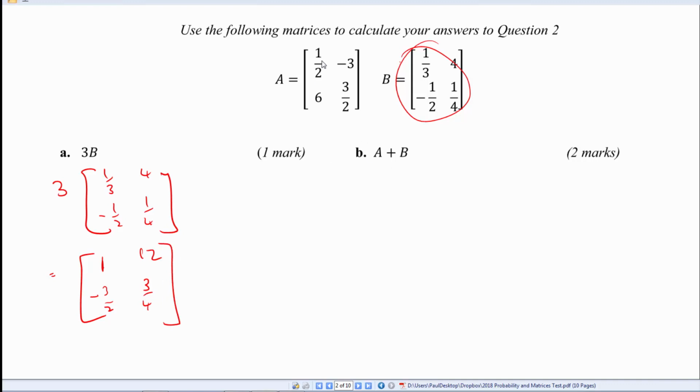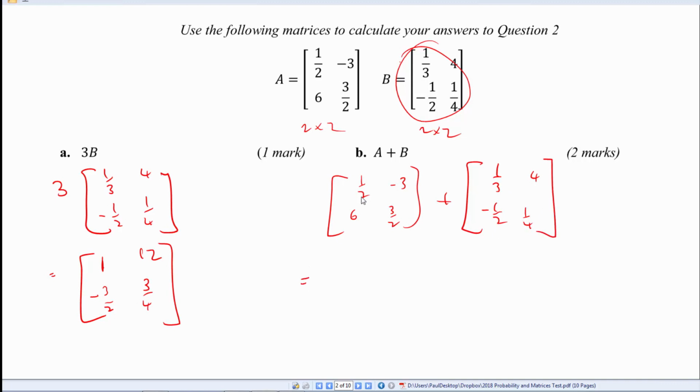Alright, so over here we needed to add this matrix to this matrix here, recalling that orders have to match perfectly for them to be added. So we're going to do 1/2, -3, 6, 3 on 2, plus 1/3, 4, -1/2, and 1/4. Okay, so 1/2 plus 1/3. Well, 1/2 is the same as 3/6, and 1/3 is the same as 2/6, so the answer there is going to be 5/6. -3 plus 4 is 1.